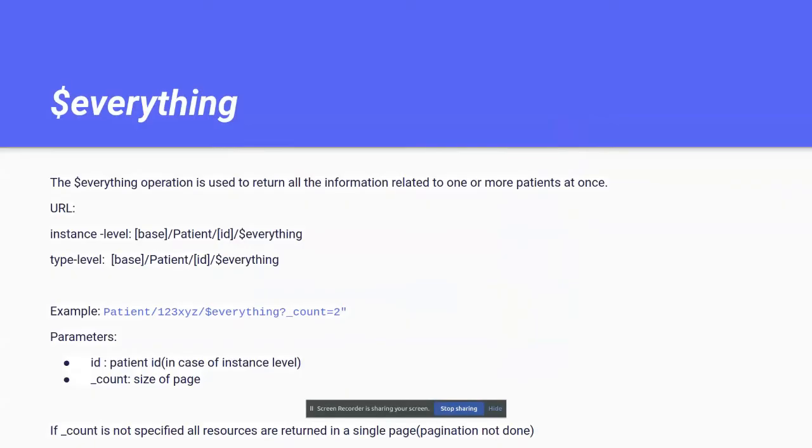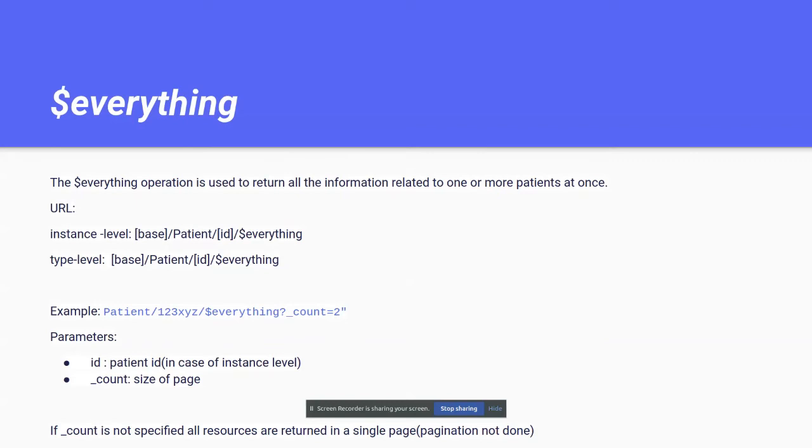The everything operation, when performed on patients, is used to return all the information related to one or more patients at once. It takes two parameters, ID, which holds the patient ID in case we want to perform the everything operation for a specific patient, and the count, which holds the value of the desired page size. If the count parameter is not specified, all the resources are returned in a single page. That is, no pagination is done.